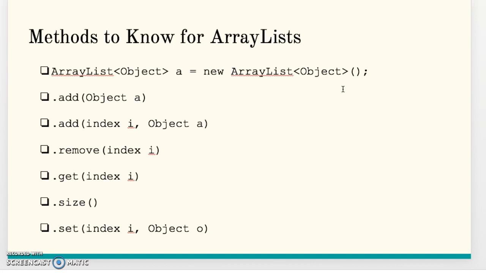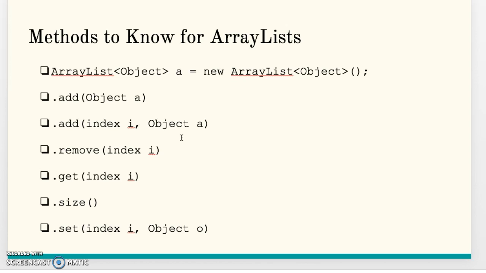The add method is overloaded. There are two different add methods. One just adds an object, and this is going to add that object to the end. The other one is going to add it at a specified index. And this is kind of like an insert method. So let's say I was adding this at index 2. Now this new object is going to go in index 2, and then whatever was at index 2 shifts down to index 3, and everything after that moves down one place.